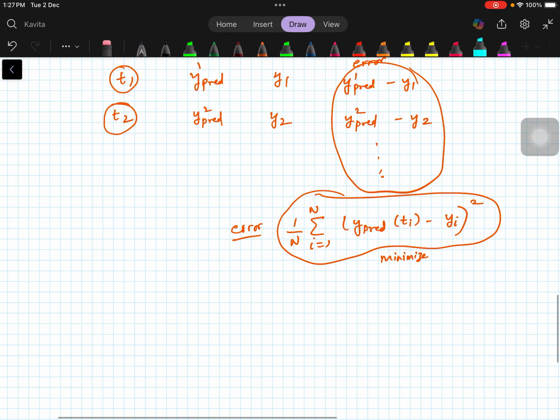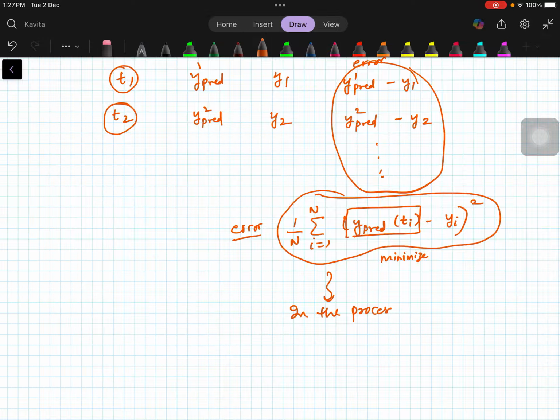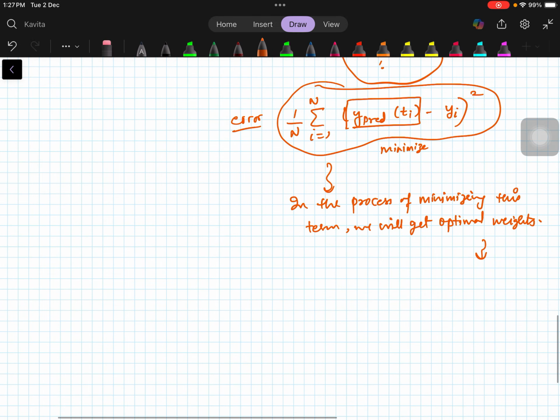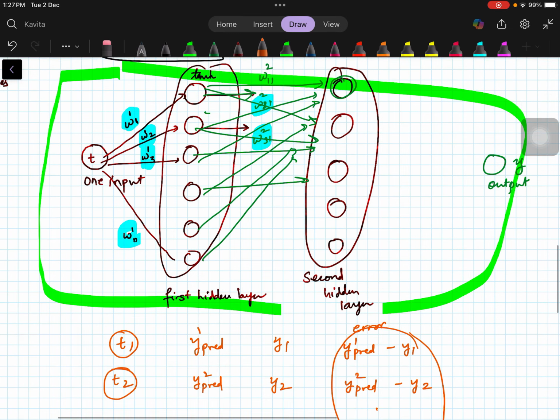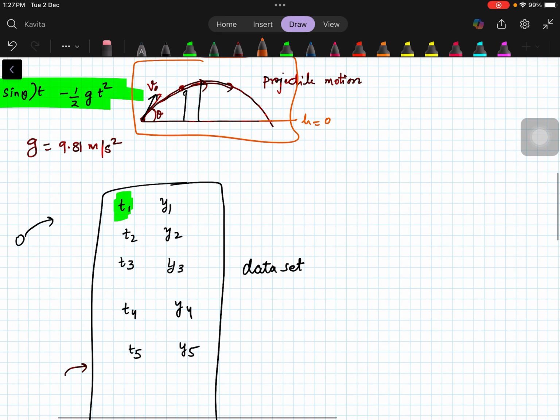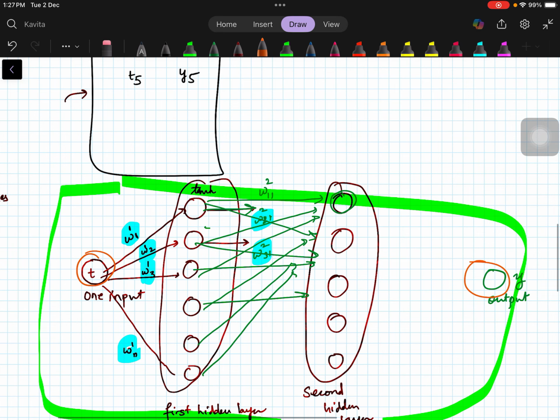Because you see this predicted value contains weights, so in the process of minimizing this particular term, we will get optimal weights, right? Once I have my optimal weights, I will say that my neural network is ready. So for this particular problem, you give me any value of t, I'll give you the value of y. Just put it in the neural network, and there will be a forward pass, and I'll get my value of y. So this is that simple, right?